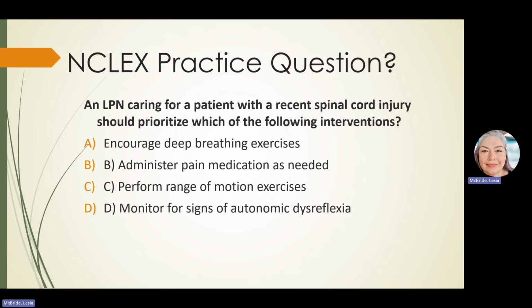have sudden onset of severe headache, flushing, sweating above the level of injury, pale coolness below the level of injury, bradycardia, nasal congestion, blurred vision. Yes, this is all parts of the autonomic dysreflexia, meaning their autonomic system is not reacting correctly.